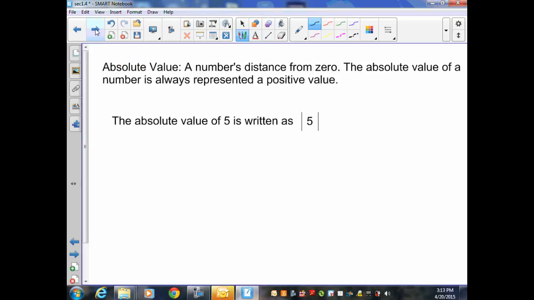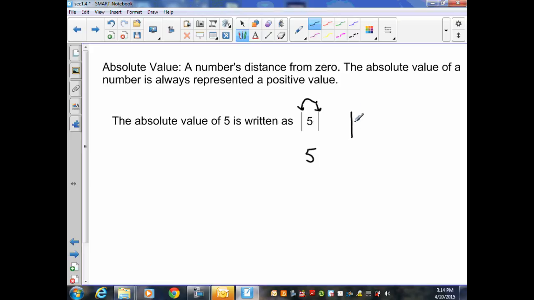And finally, we have the absolute value. A number's distance from 0 is the absolute value. The absolute value of a number is always represented as a positive value. Here's an example. The absolute value of 5 is written with this symbol, and these bars here represent calling this number the absolute value of 5. And that's how that's represented. To simplify that, the absolute value of 5 is 5. It's 5 units away from 0, and it's always represented as a positive number.